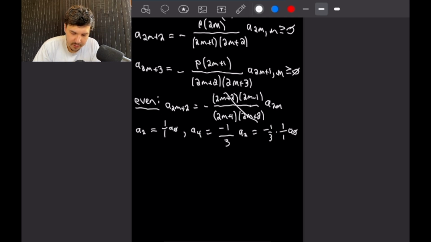So moving forward with our recursion, let's go ahead and calculate our a sub 6 until we have an idea of the general form of these coefficients. So when 2m plus 2 is equal to 6, that means our m must be equal to 2. So let's go ahead and plug that into this equation.